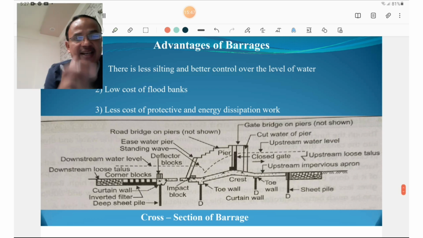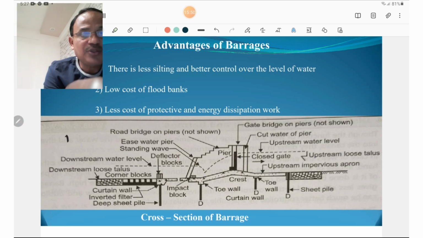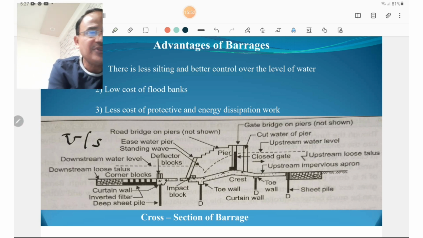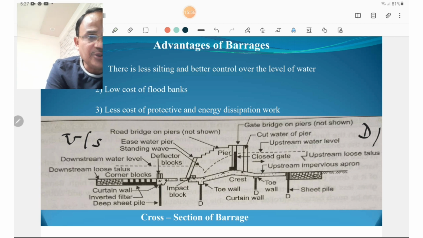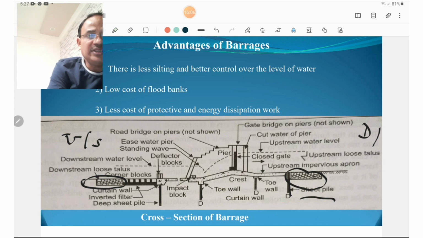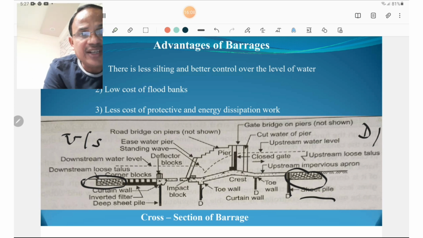Please look at this barrage. This is the upstream side of the barrage, and this is the downstream side of the barrage. The cut-off walls are shown here in the form of sheet piles. These are the cut-off walls, sheet pile. This is the protective work on the downstream side. This is the protection work on the upstream side. These are the curtain walls. These are the deflector blocks.